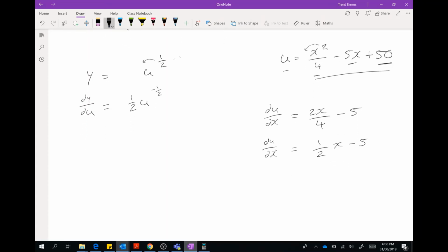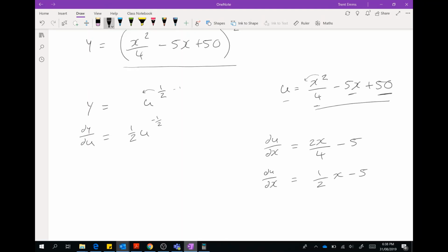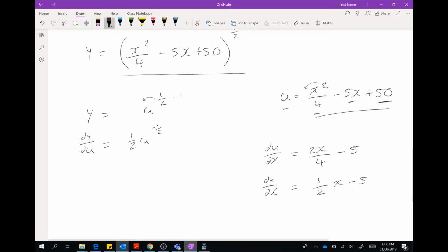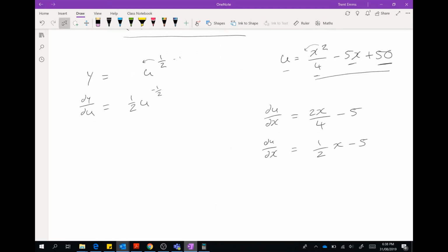Right, so to find the derivative of this thing here, so we can plug it back into what we were doing before, we need dy by dx. So with the chain rule, that's going to be dy by du multiplied by du by dx, and we're just going to think about that like the fractions cancelling, leaving us with what we want, dy by dx.